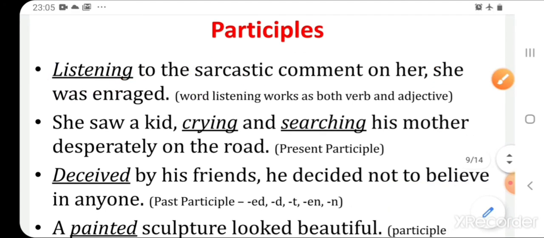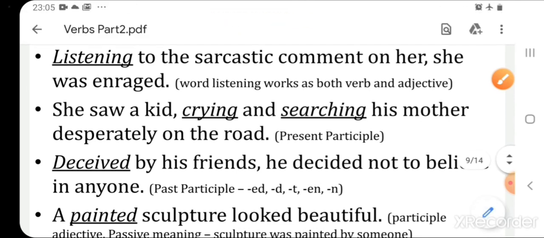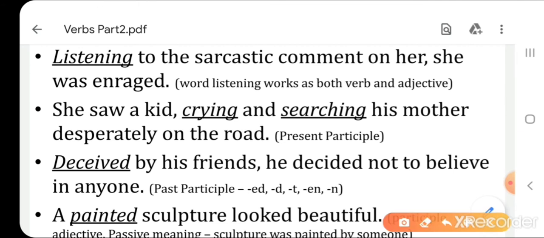Now, the second example is, she saw a kid crying and searching for his mother desperately on the road. Here, crying and searching are participles. They use ing, and they are not nouns because they are referring to a noun, kid. And they don't act as main verbs.